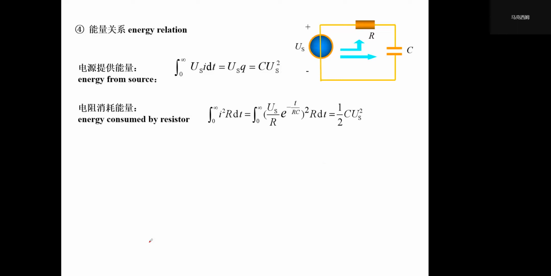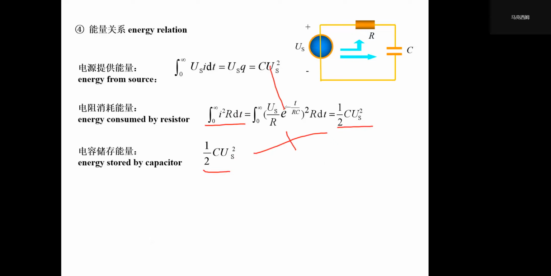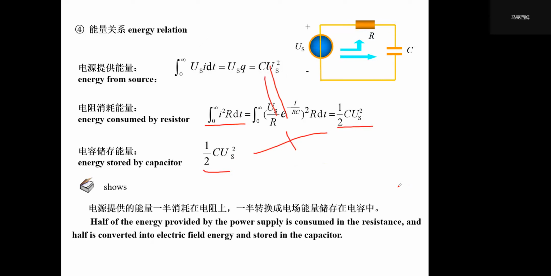And the energy consumed by the resistor, we can calculate using the square of I times R, integrated, and we still have the same value. And the energy stored by the capacitor is half of this. So we see those two combined equal the total energy provided. Half the energy provided by the power supply is consumed by the resistor, and the other half is converted to electric field energy and stored in the capacitor.